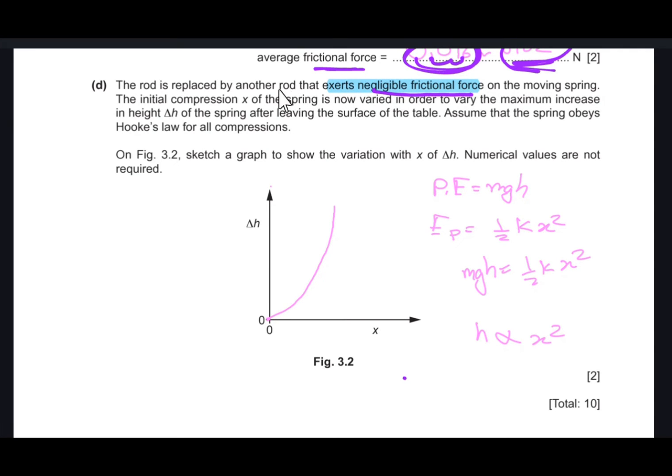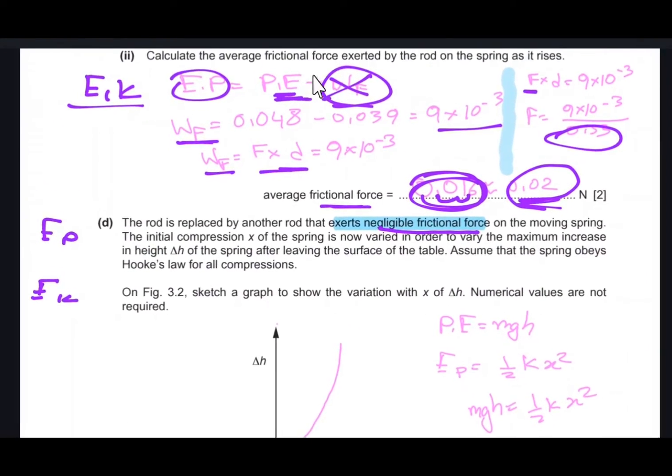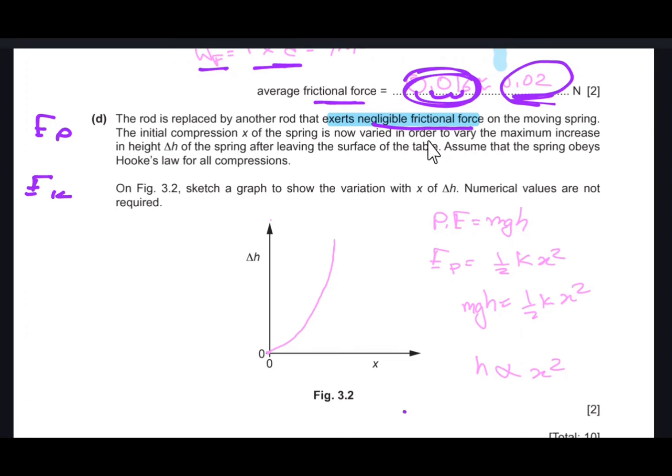It is replaced by another rod that exerts negligible frictional force. Now for this new rod, there is no frictional force. That means initial kinetic energy would be equal to final gravitational potential energy, as there is no frictional force, so no work done against resistance due to frictional force. The initial compression x of the spring is now varied in order to vary the maximum increase in height. So extension is varied to vary the height of the spring after leaving the surface of the table.